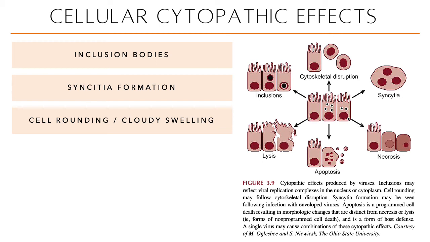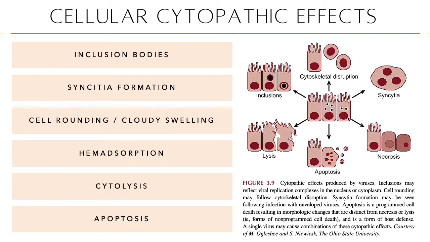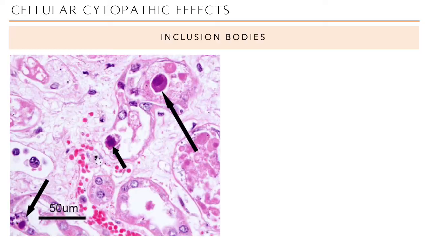This one is kind of self-explanatory, right? Cell rounding, there is disruption of the cell membrane. So nawawala yung normal shape ng cell. And it usually swells, right? That's it. Hemadsorption, cytolysis, and apoptosis. Okay, one by one.